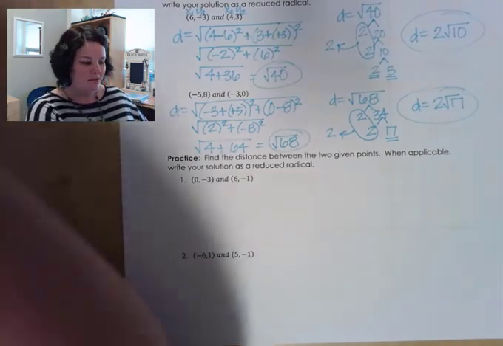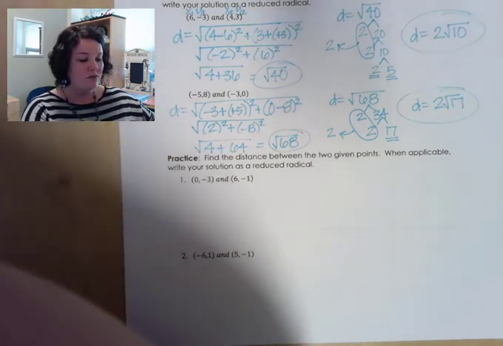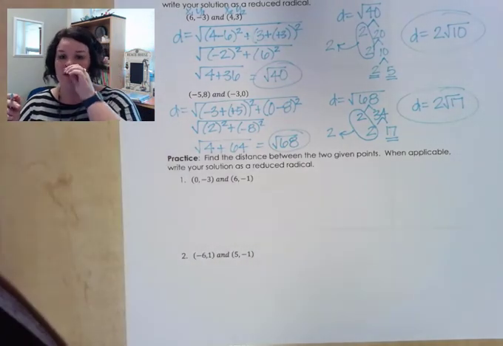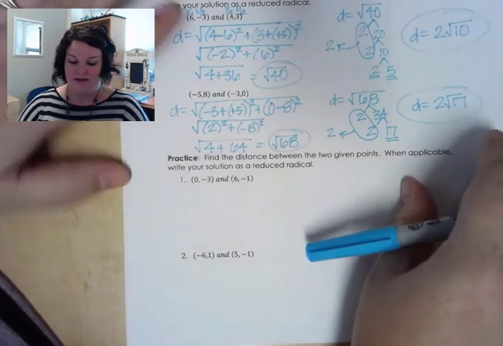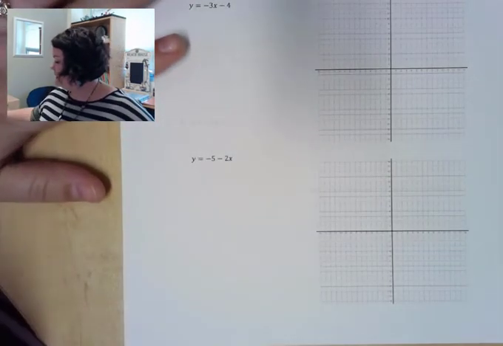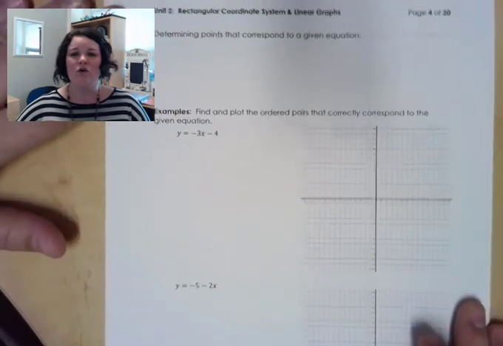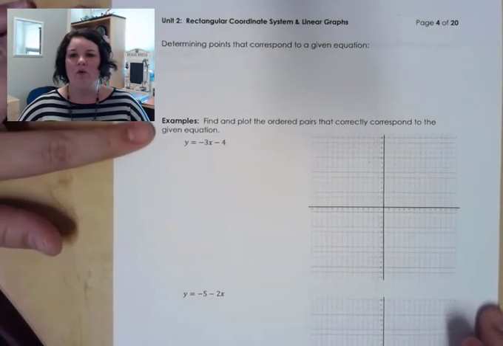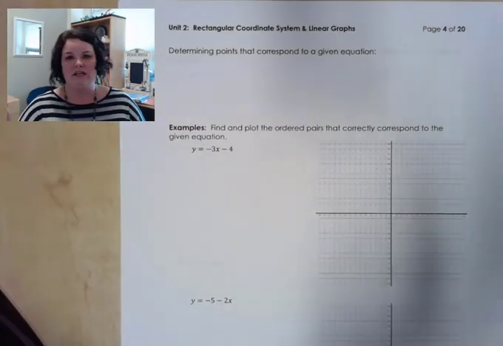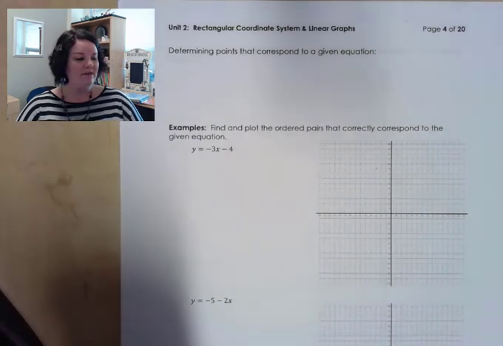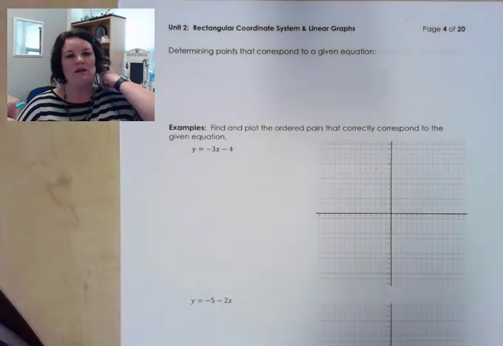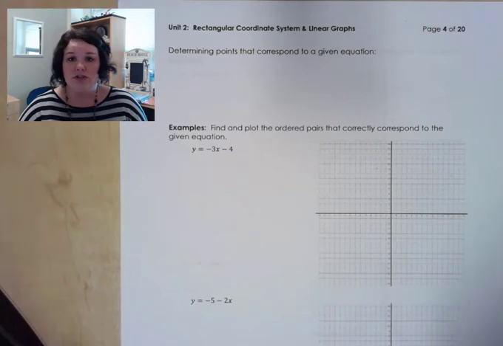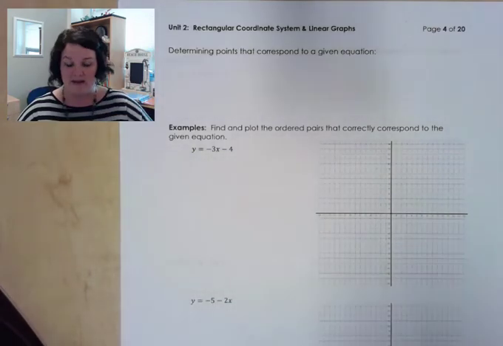Okay. All right, so we've gone over plotting points. We've gone over the midpoint of 2 points. We've gone over the distance between 2 points. The last thing that we're going to do in this little section is talk about how to find the corresponding points to a given equation. Okay, so in other words, if we're given any equation, we want to be able to determine the solution points, or the points that make up that line.